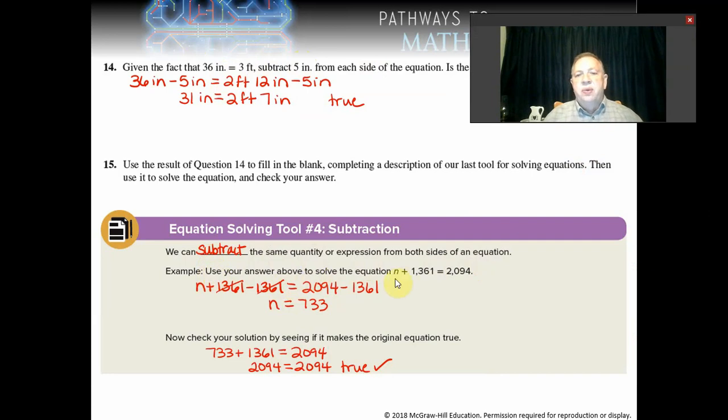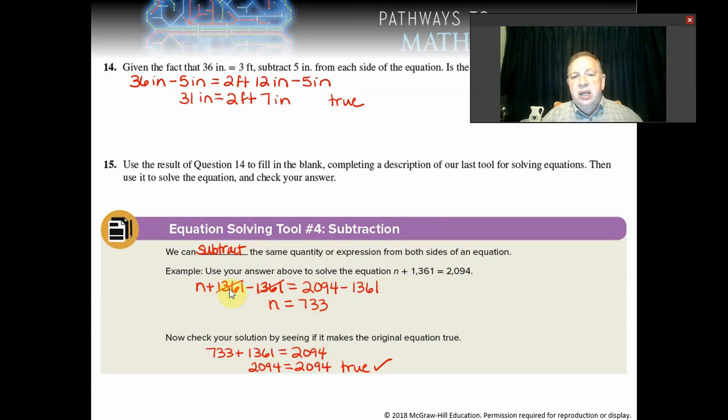Use your answer above to solve this equation. N plus 1361 is equal to 2094. So I want the n by itself, leave that alone, and I'm going to do the opposite. If this was plus, I'm going to do the subtraction, minus 1361, on both sides. I have to subtract the same expression from both sides. And that gives me the answer.